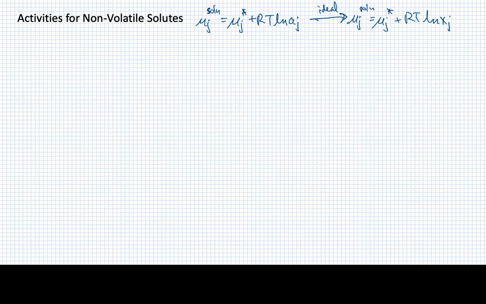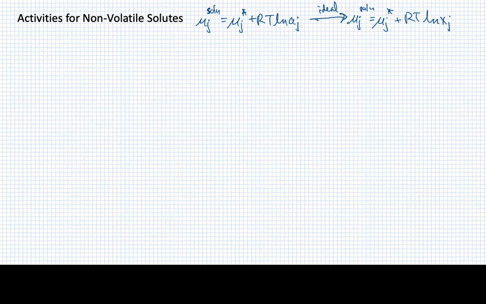Hopefully we now have some understanding of how to deal with both the solvent and the solute in a dilute solution, especially when the solute is non-volatile. But what we haven't answered yet is exactly how we determine the activities of those non-volatile solutes. They're going to be very difficult to measure, because measuring the very small vapor pressure of a non-volatile substance, especially when it's very dilute in a solution, would be extremely difficult experimentally.